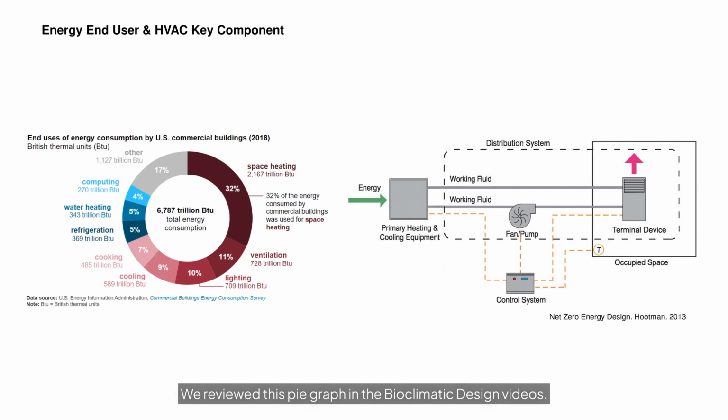We reviewed this pie graph in the bioclimatic design videos. The energy end user patterns emphasize HVAC as a key energy end user, followed by lighting, water heating, refrigeration, and others. Understanding the energy use profile for a building is important because different HVAC options are available depending on specific needs, which will be discussed on slide 6.